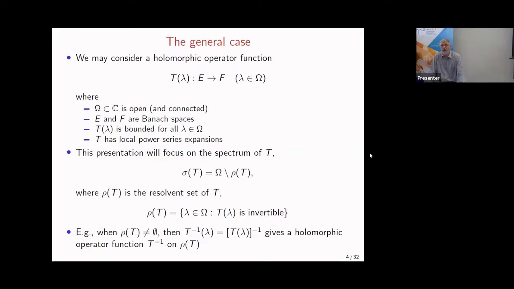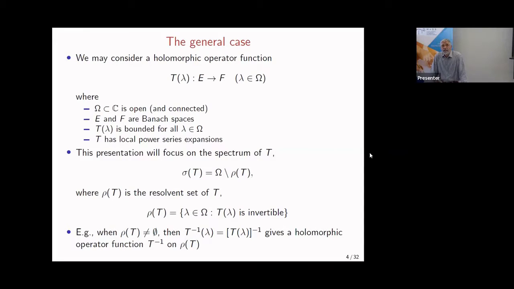E and F are Banach spaces. Often they can be taken to be Hilbert spaces, but that's not important. And now T of lambda is bounded for all lambda in omega. Remember, I said before, using the graph norm, one can always represent a single closed operator as a bounded operator. And holomorphic means that T has a local power series expansion.